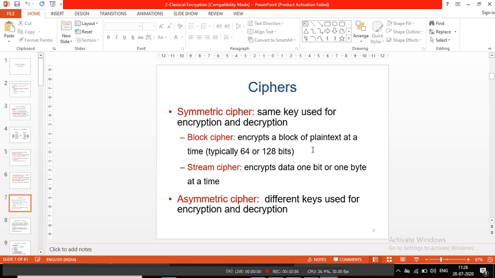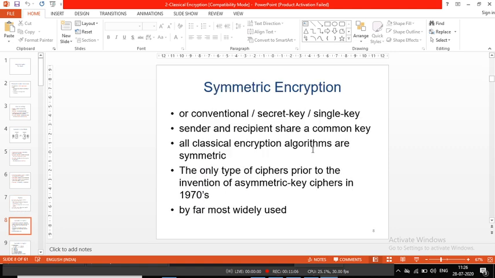Asymmetric cipher is nothing but using different keys for encryption and decryption. That is the vice versa of the symmetric cipher. Clear? So that is called an asymmetric cipher. Symmetric encryption is where the same key is used for both encryption and decryption.